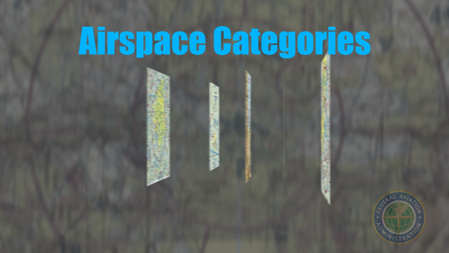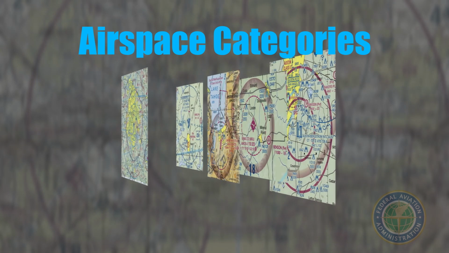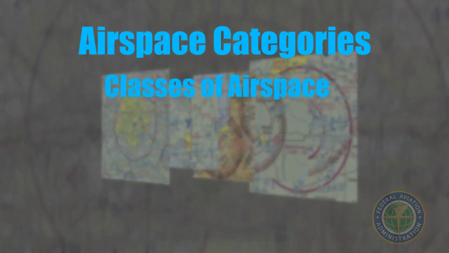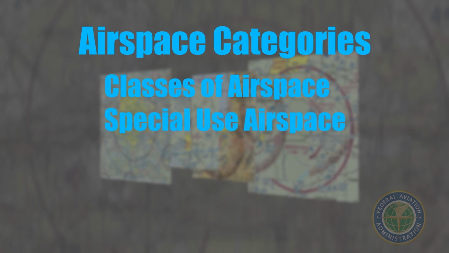The National Airspace System is designed by the Federal Aviation Administration, or FAA, to protect persons and property on the ground and to establish a safe and efficient airspace environment for all aircraft. One of the ways the FAA does that is by creating airspace categories and depicting them on aeronautical charts. The charts contain information including, but not limited to, classes of airspace, special use airspace, and airport locations.